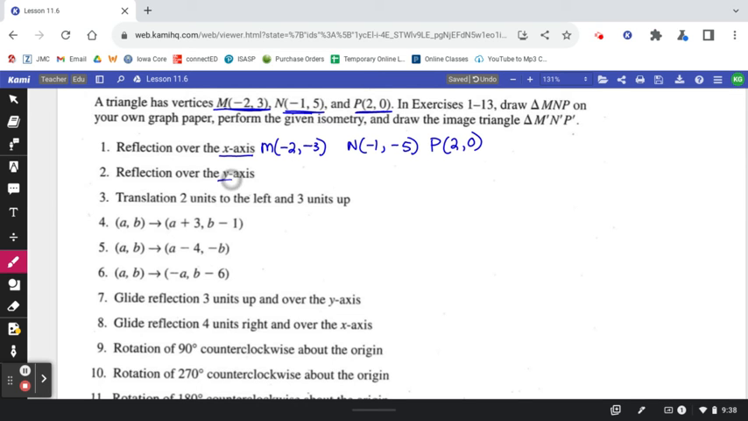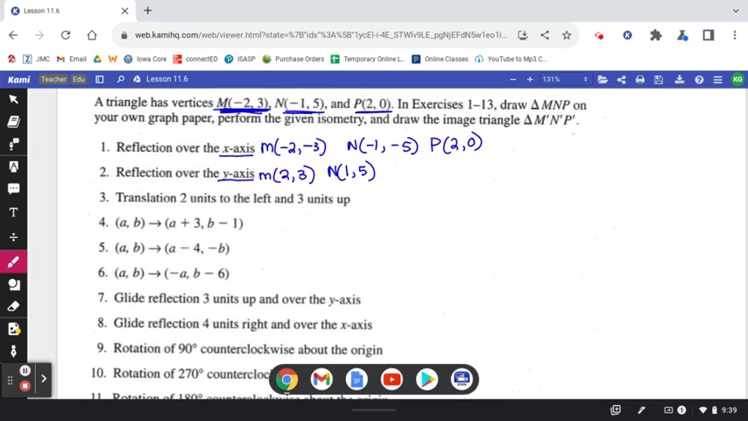The next thing, reflection over the y-axis, is now going to affect our x term. So again, I'm going from the original up here. So M is going to become positive 2, comma 3. N will become positive 1, comma 5. And P will become negative 2, comma 0.